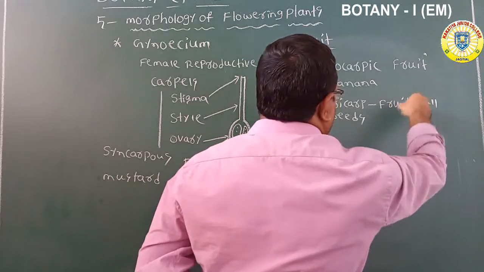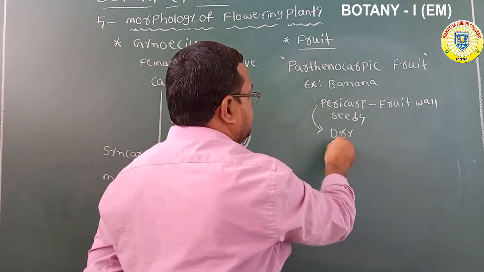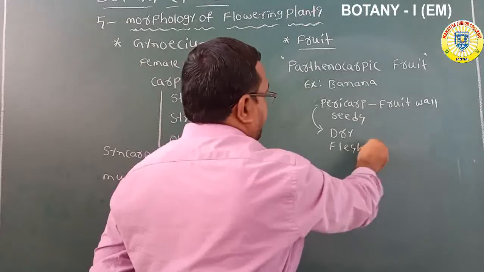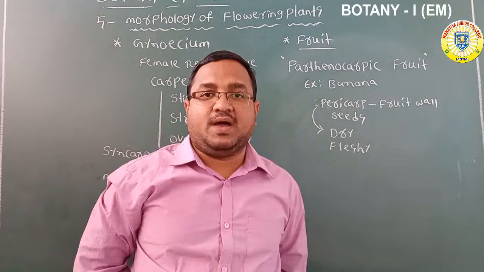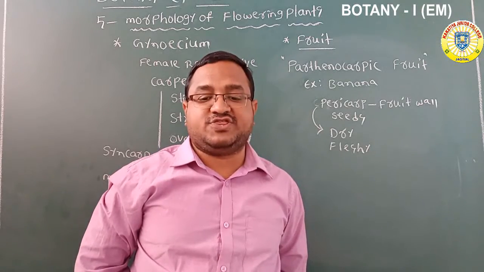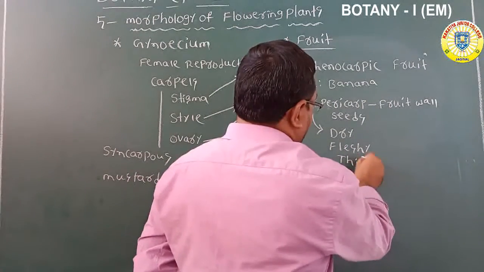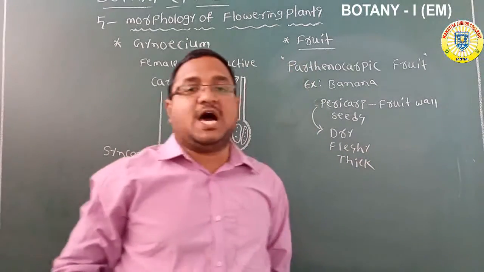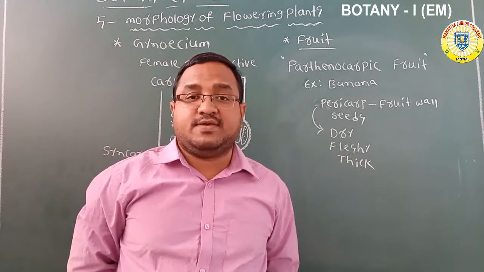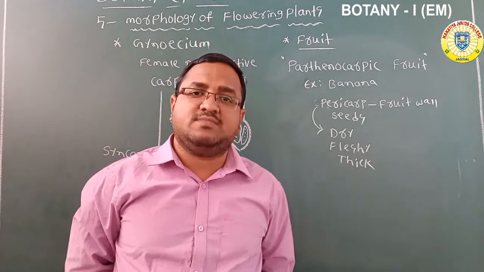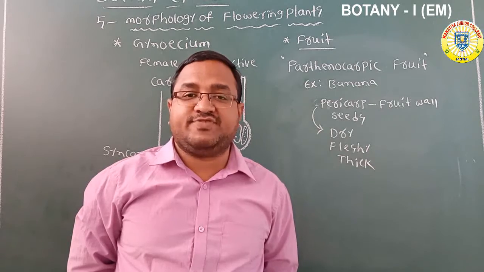The pericarp may be dry or fleshy. Fleshy means very thick. Fleshy means thick. Pericarp is either dry or fleshy, meaning thick. So if the pericarp is thick, meaning fleshy, it is differentiated into 3 layers.